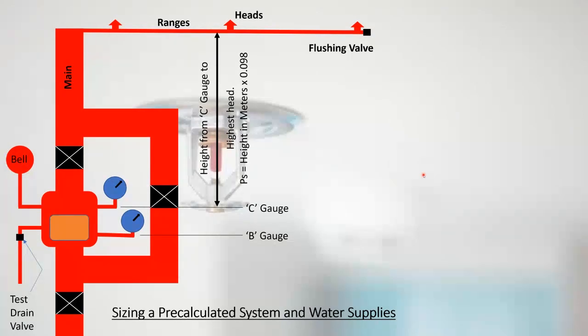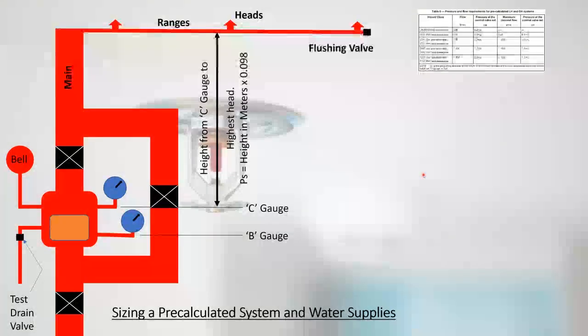what you get is your installation control valve here, and this is how you determine the flows and pressures that you require at your pump for pre-calculated systems. You need to know the height difference between your gauge and your height at highest head. You take that height and times it by atmospheric pressure, which is 0.098. Okay. And whatever that is, you keep that to the side.